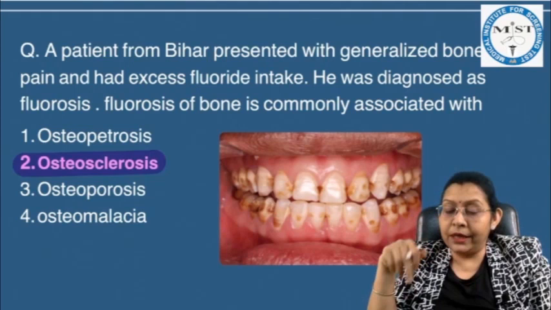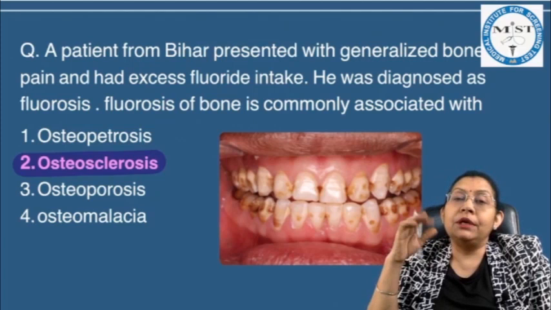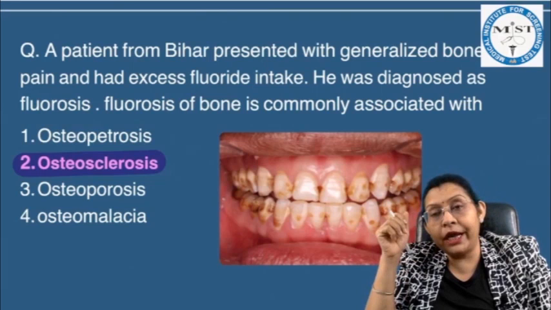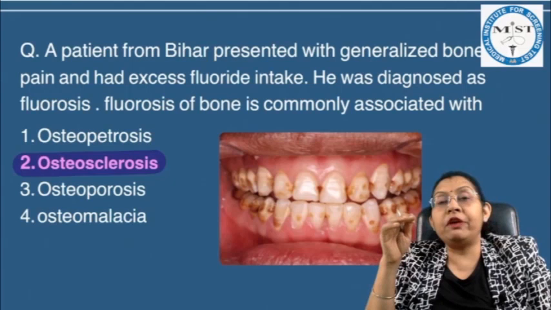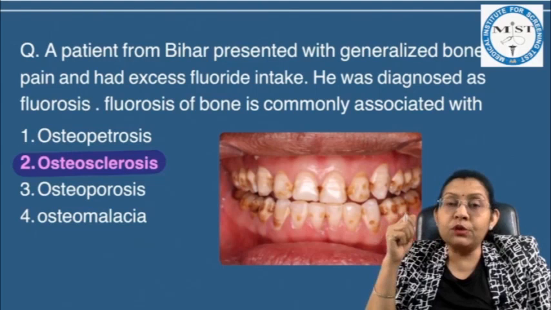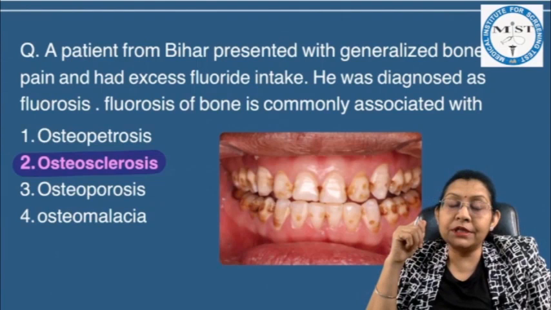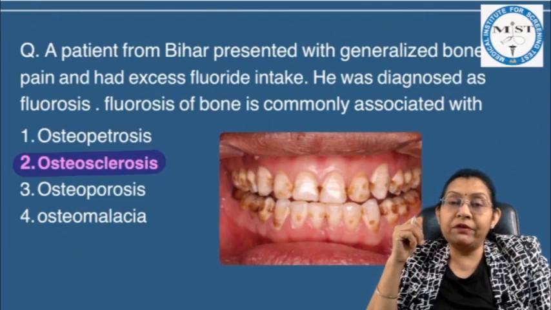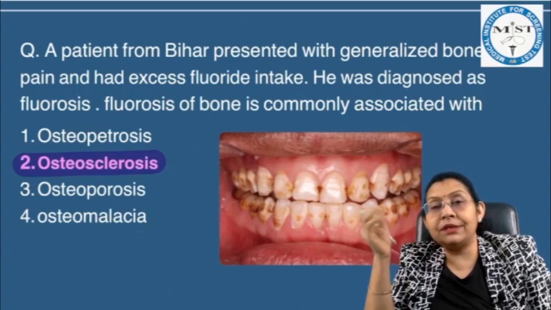And we all know that the normal fluoride level should be around 0.5 to 0.8 ppm in our drinking water. The upper limit which is acceptable is up to 1.5 ppm or 1.5 milligram per liter. If it is between 1.5 to 3, it is causing dental fluorosis. If it is between 3 to 6, it is causing skeletal fluorosis. And if it is more than 10, it is causing crippling fluorosis. And if it is less than 0.5, it is causing dental caries. So both the ends are risky. The excess as well as the lesser amount is risky for health.